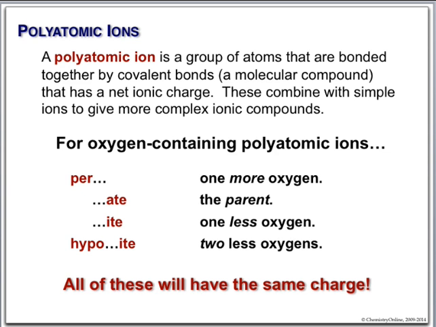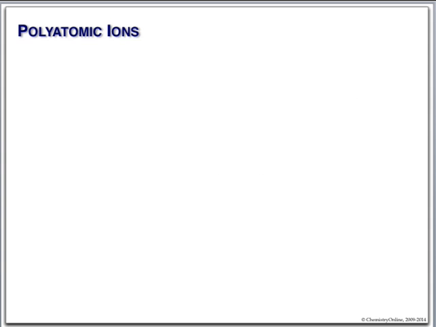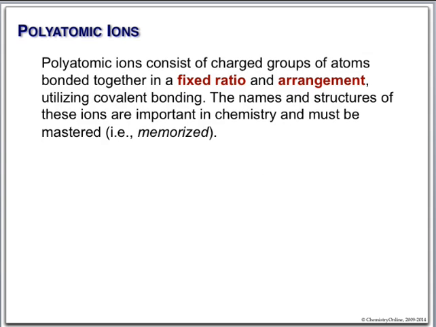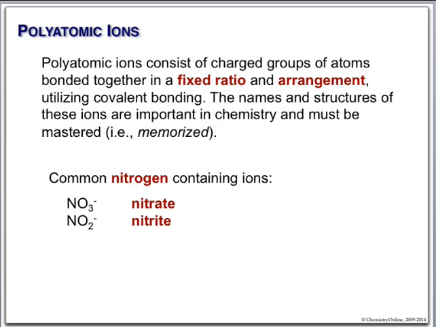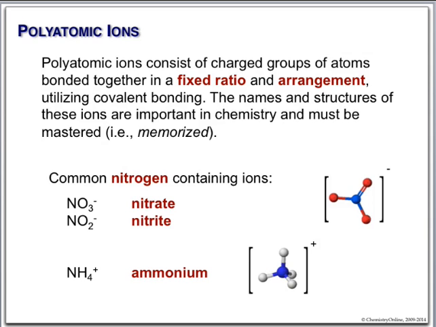So let's just run through the list here. Nitrogen. If we have a nitrogen with 3 oxygens, that's our parent, and that's called nitrate. It has a -1 charge. We take 1 oxygen away, it's still -1, but now we call it nitrite. And this is what nitrate looks like here.